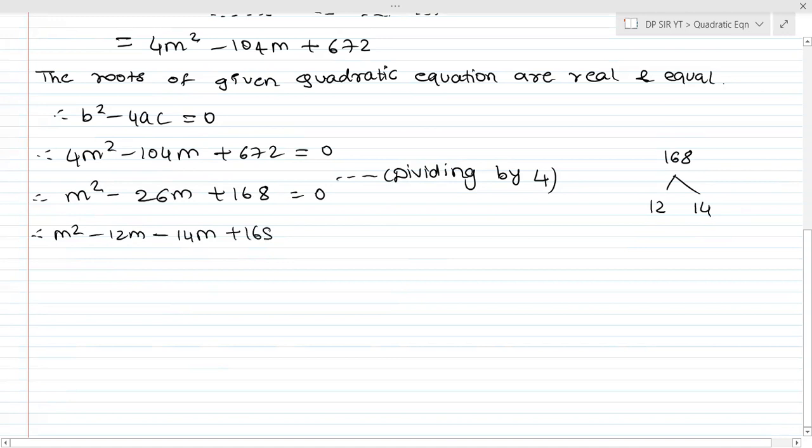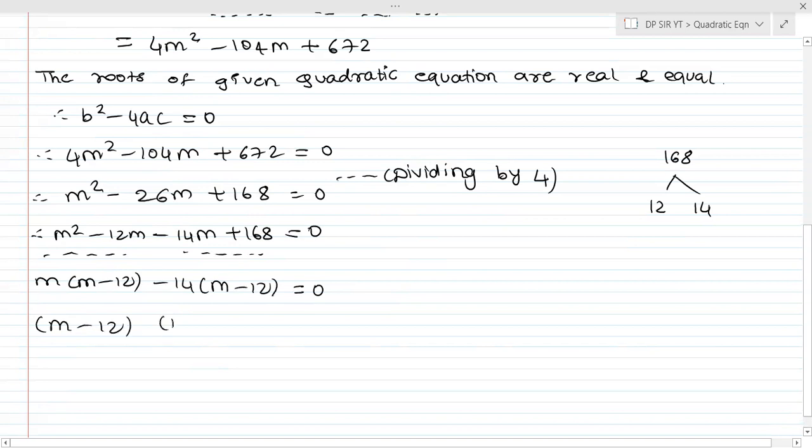plus 168 is equal to 0. Now divided into two groups. Okay, so m into m minus 12, minus 14 into m minus 12 is equal to 0. Now m minus 12 and m minus 14 is equal to 0. Now either or is equal to 0. m minus 12 is equal to 0 or m minus 14 is equal to 0.